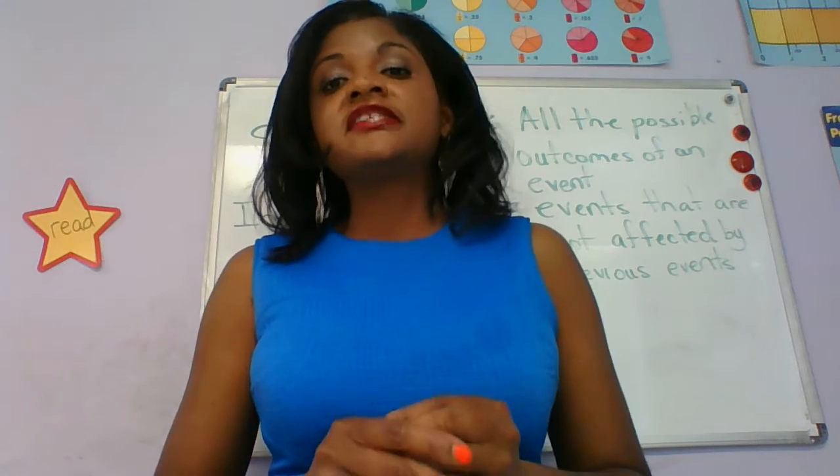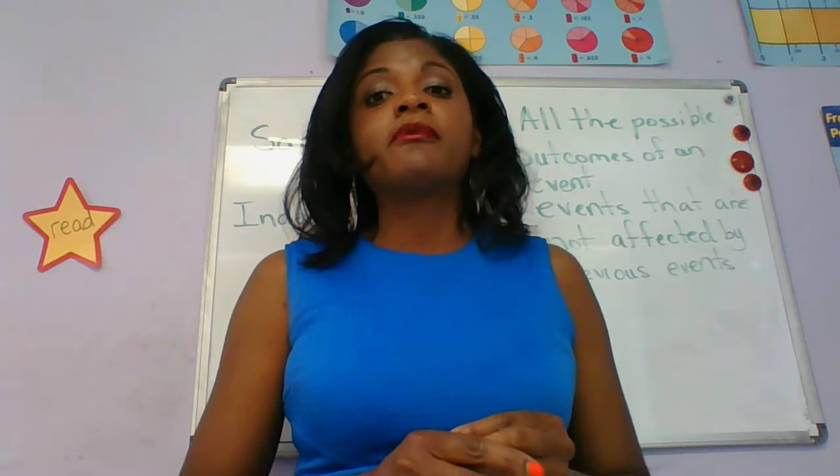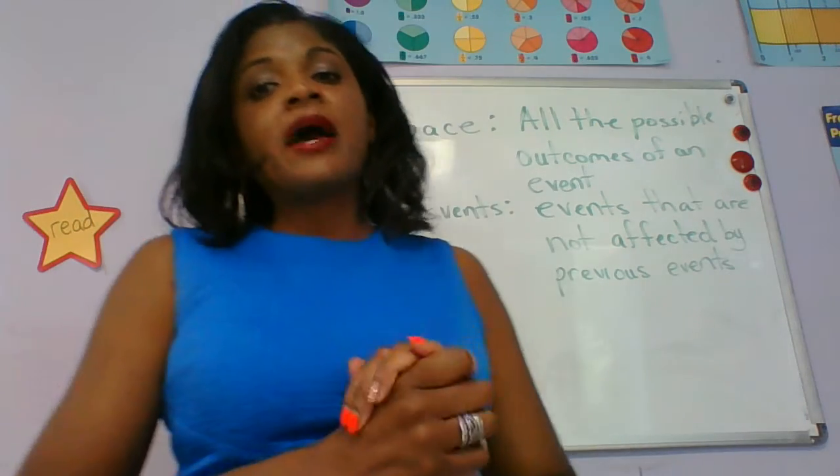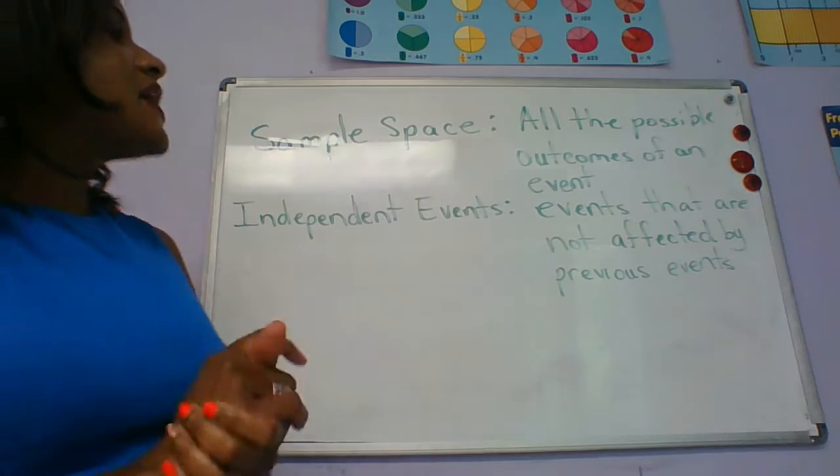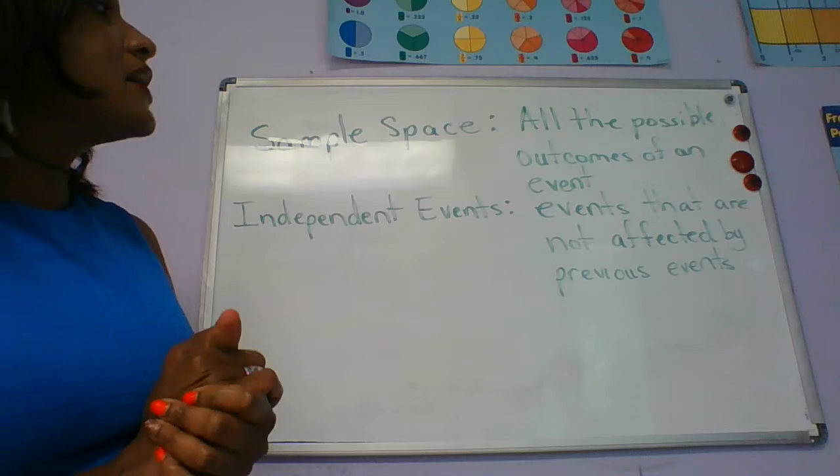All right, so this is a 7th grade skill. We're going to be learning about the probability of events. There are 2 important vocabulary words I want us to focus on today. The first one is sample space. Sample space is all the possible outcomes of an event.